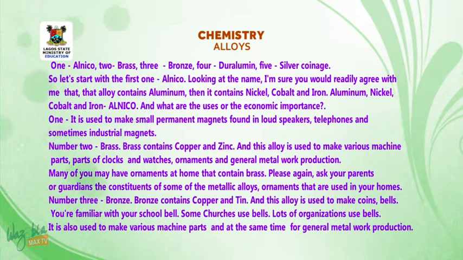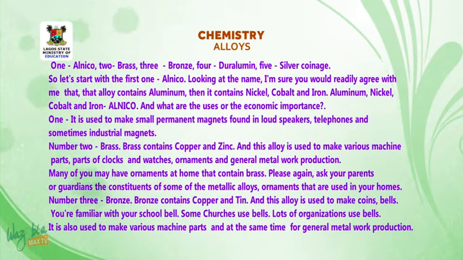Number two, brass. Brass contains copper and zinc, and this alloy is used to make various machine parts, parts of clocks and watches, ornaments, and general metalwork production. Many of you may have ornaments at home that contain brass. Please again ask your parents or guardians the constituent of some of the metallic ornaments that are used in your homes.